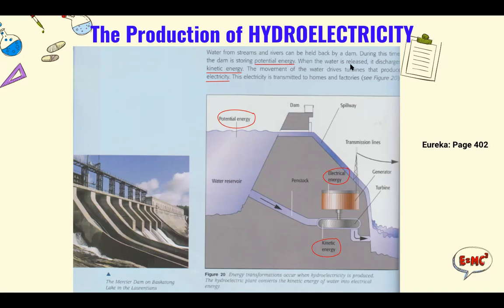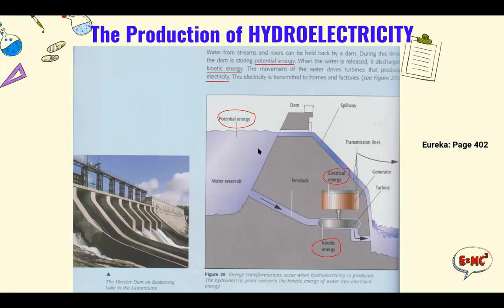When the water is released, so the dam is moved, sorry, and allows the water to flow. When the water is released, it discharges kinetic energy. So, why is it called kinetic energy at this point? Because there's movement involved, there's motion. The movement of the water drives the turbines.